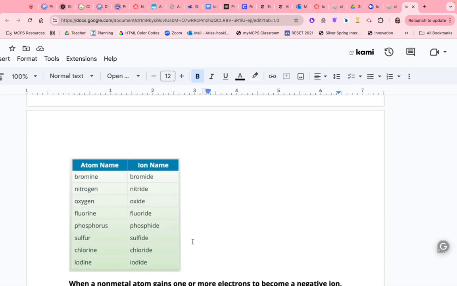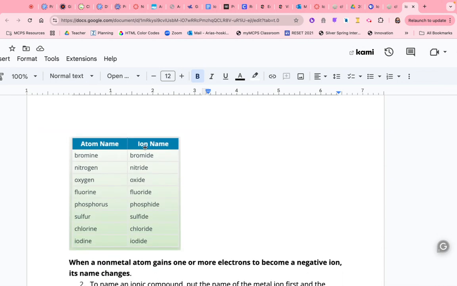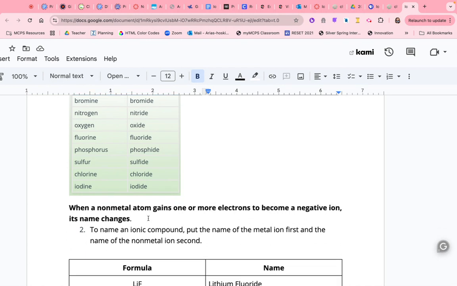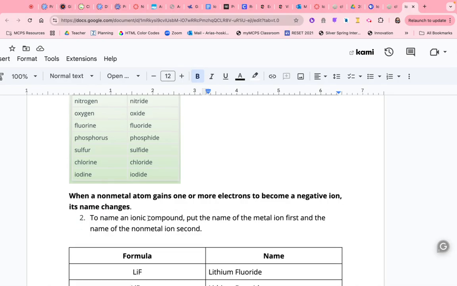In this part right here, you have two different names. One is the atom name and the other one is the ion name. In this section for the ionic compounds, you are going to memorize the one that ends with the -ide. Okay, so every time I ask you what is the name of the element, it is completely different at the end of each word for ionic compounds. So in the periodic table, you're going to see bromine. In the ionic compound, it's going to be bromide. So be careful what I ask at the end, okay? If you look at your paper, it says, when a nonmetal atom gains one or more electrons to become a negative ion, its name changes. So that's what I'm trying to say, okay?